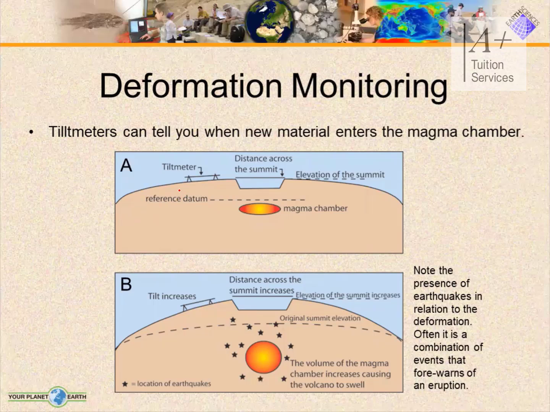So this is the tilt meter here, and this is the elevation of the summit. The summit is the very top of the volcano. This is the reference data. This is the magma chamber. When a large volume of magma increases in the chamber, it causes the top to swell, like if you eat too much food and you have a little belly growing, right? It causes a belly on the outside.